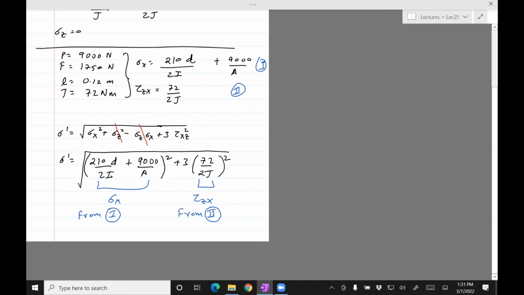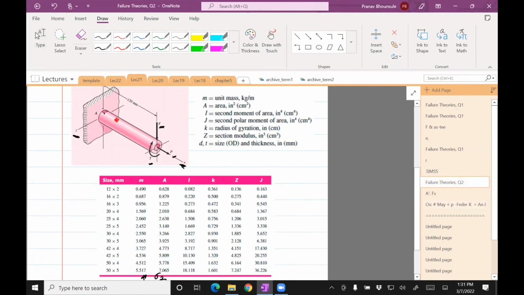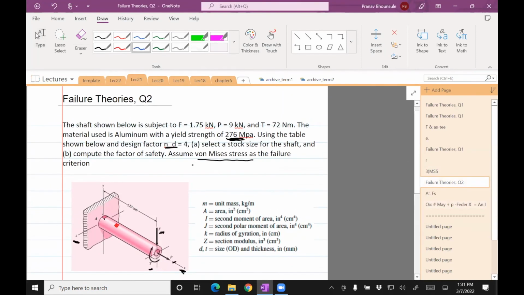Why is it 3 tau x? That's the formula, yeah. Because the problem is, we want to assume that von Mises stress is the failure criterion.